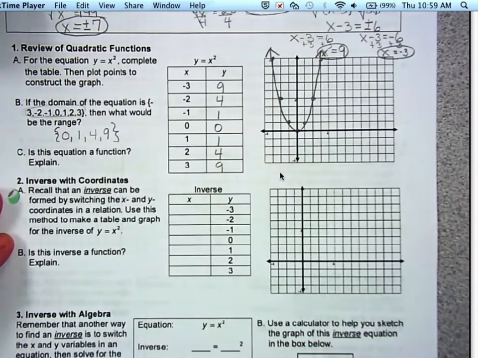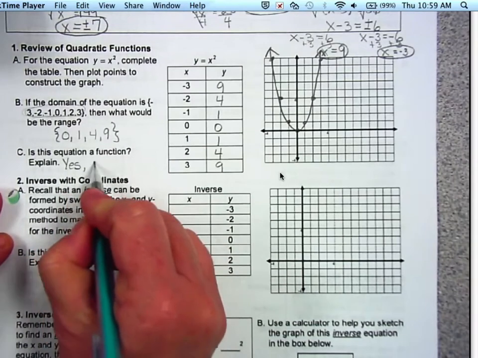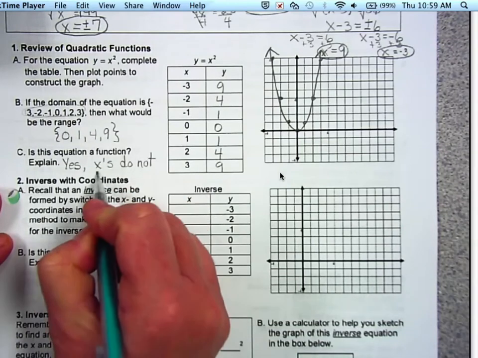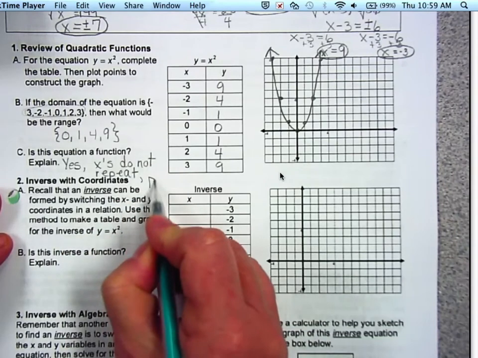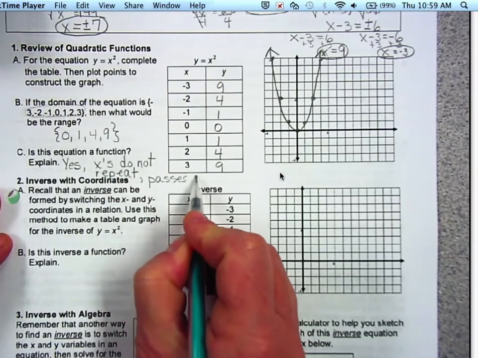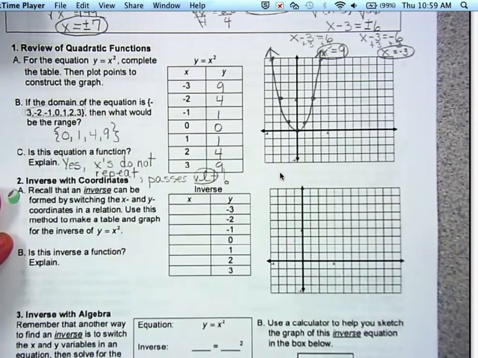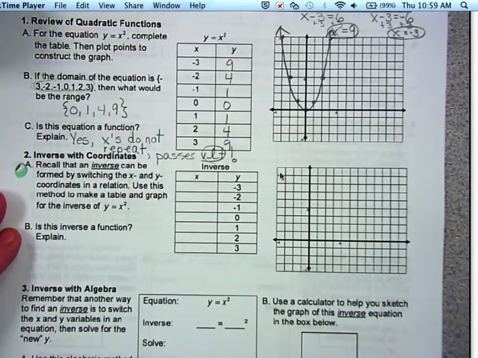Okay, is this equation a function? Yes, x's do not repeat. What else? What about the graph? It passes the graph test. It passes VLT. If I put VLT, you remember what that is? Okay. So this one's a function.